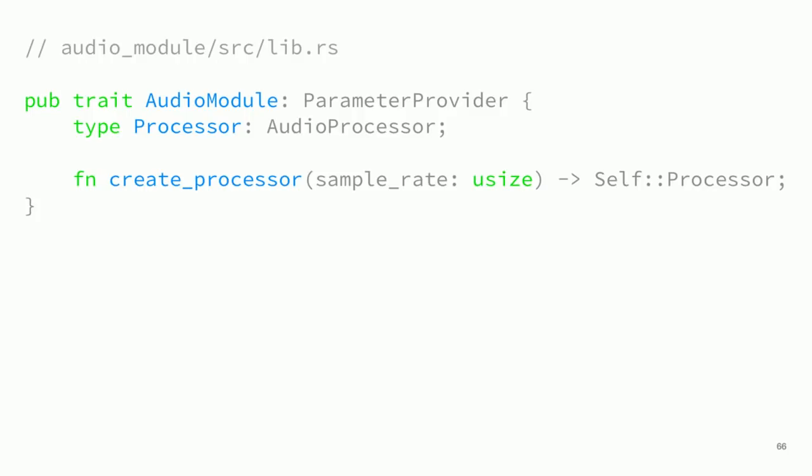The audio module declares a processor type, and the processor type satisfies the interface of audio processor. And then it also has a method called create processor, which when given a sample rate gives you a processor by value.